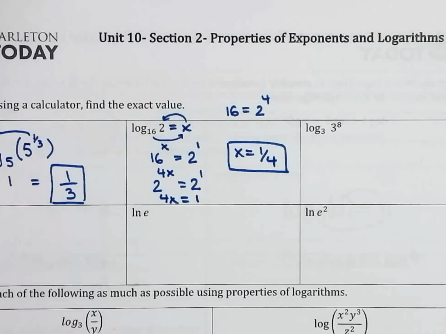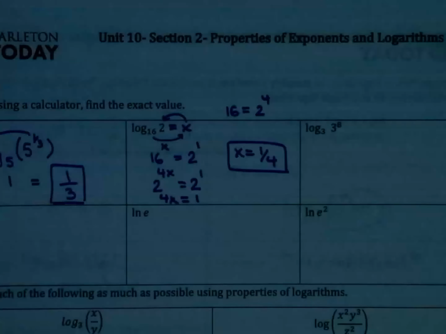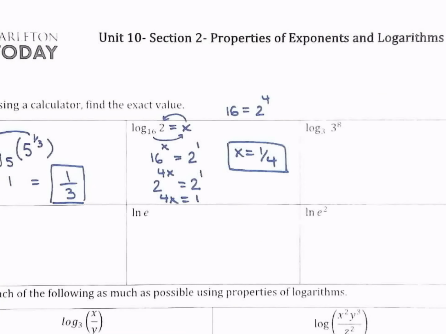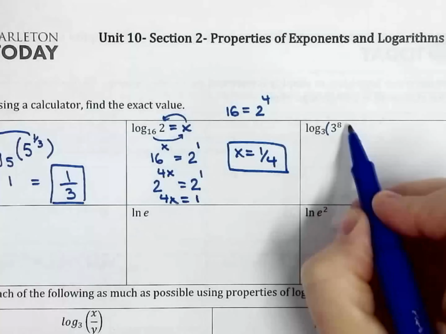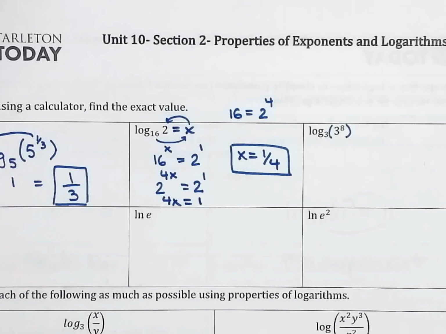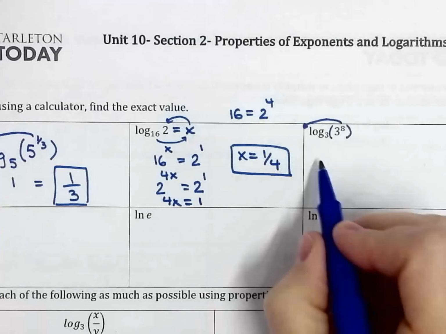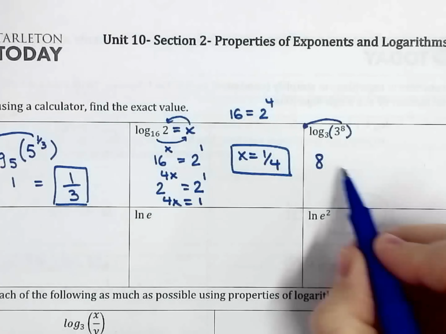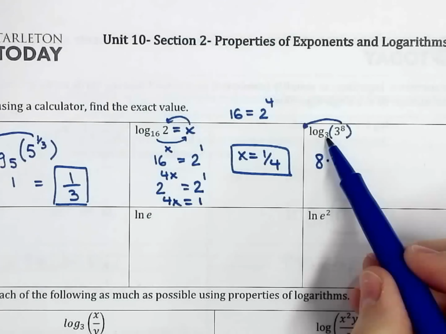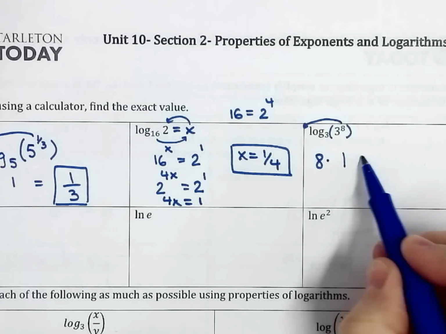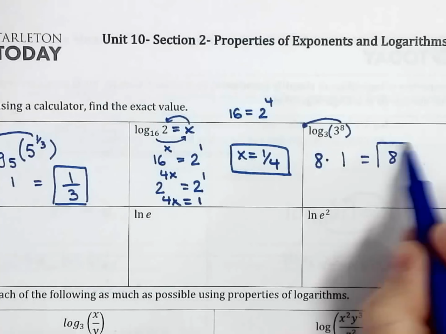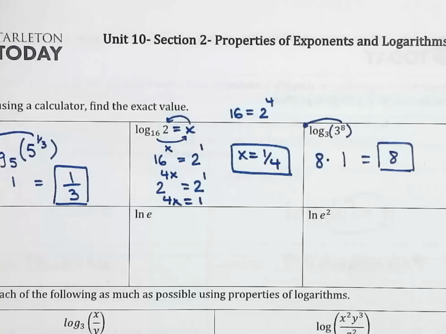So the next one is very similar to the first one we did. Where I have the argument right there with the exponent 8. Well, the exponent goes right there in the front multiplying, 8. Now, I have base 3, argument 3, that equals 1. So 1. All this equals 8.